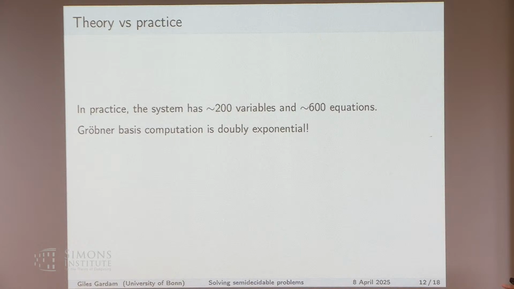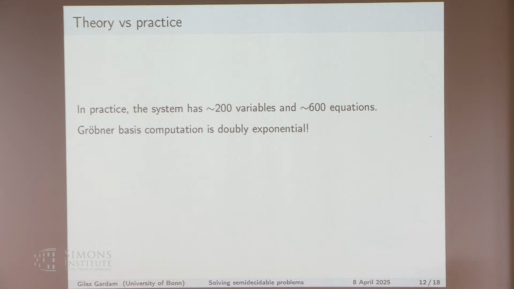Okay, and Gröbner basis computation is worst case doubly exponential. Maybe in practice for this problem it behaves something more like singly exponential, but still we've got 200 variables. This is completely hopeless to try and approach with Gröbner basis computation.